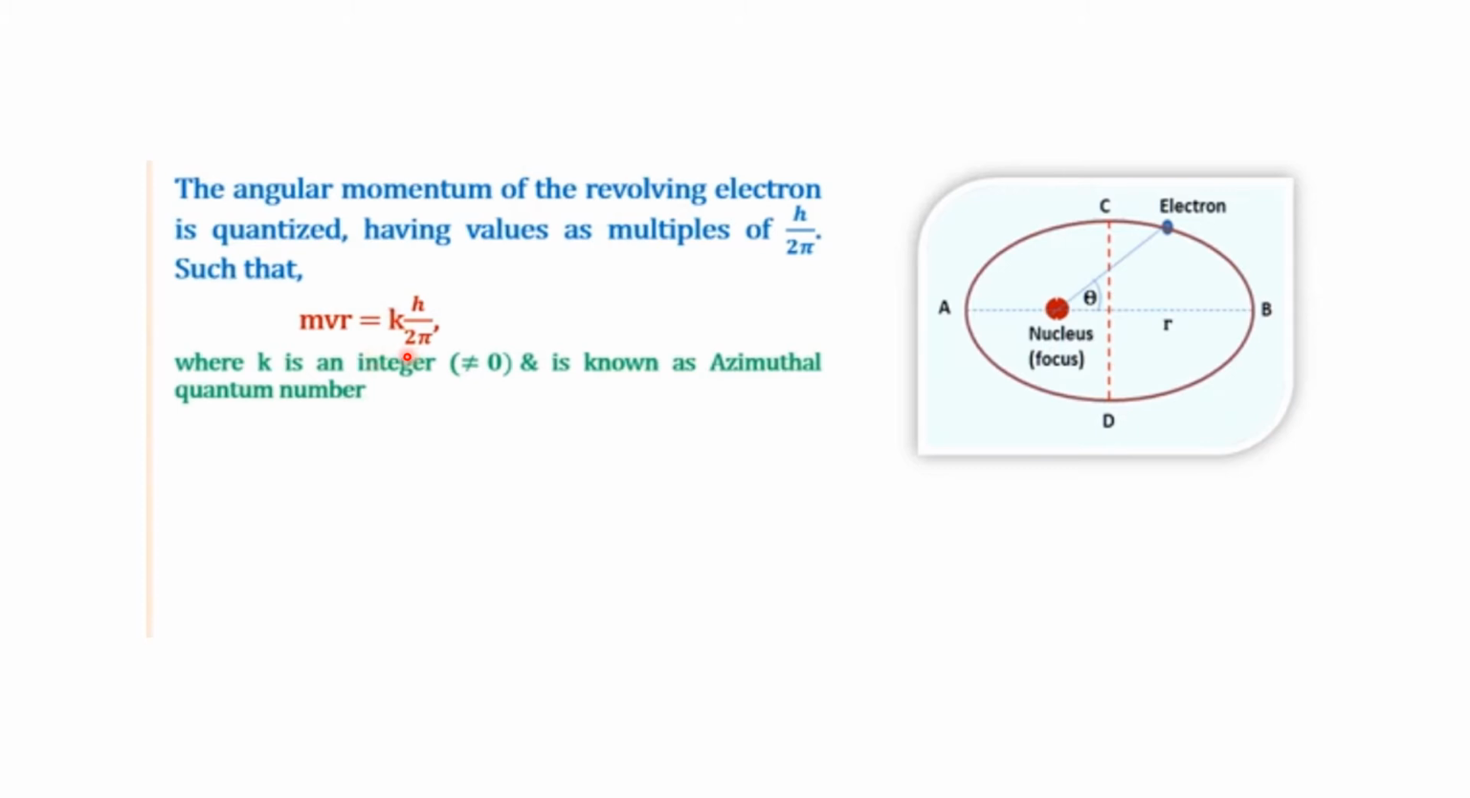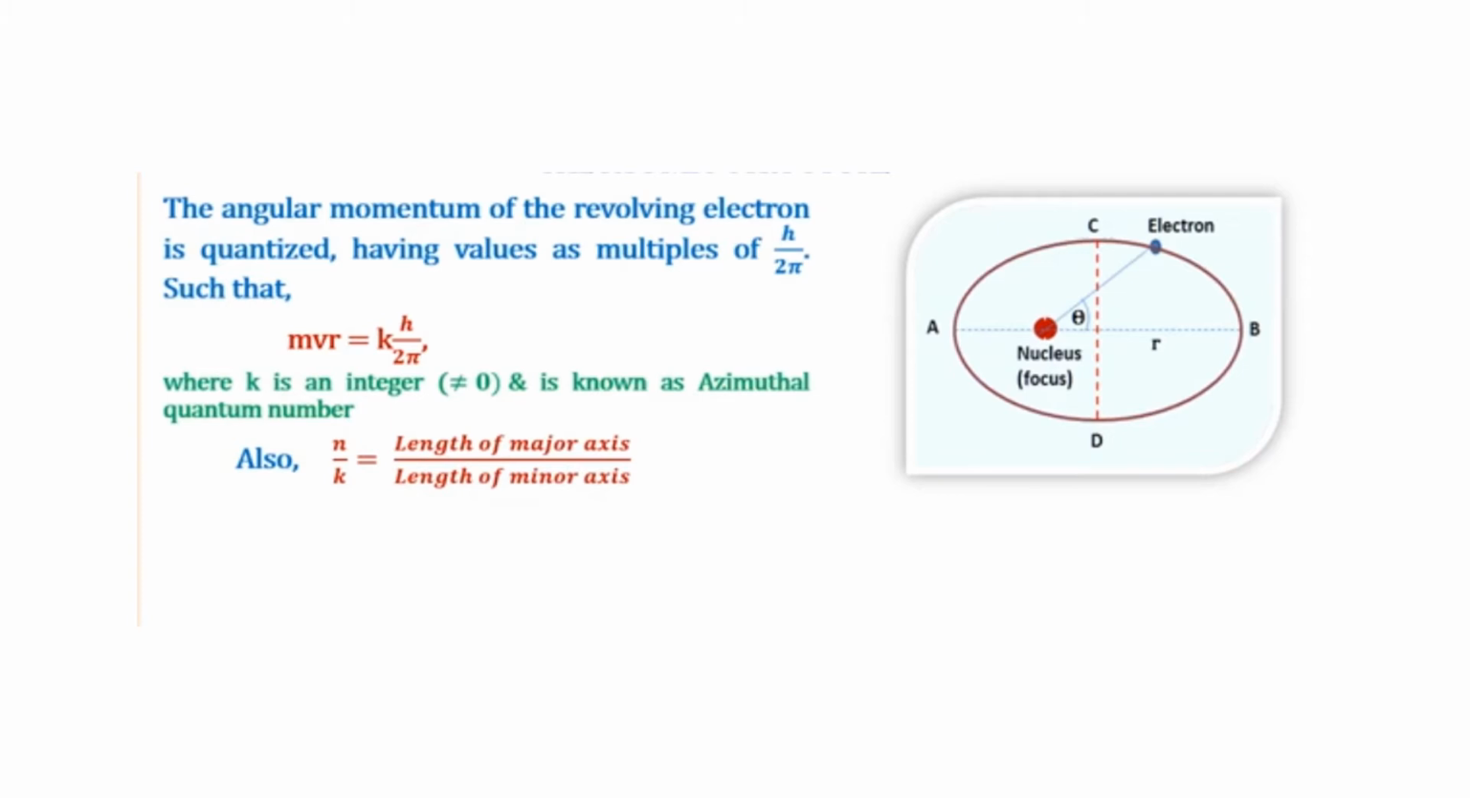He too agreed with Bohr's model and said that the revolving electron's angular momentum is quantized, whose value is equal to kh by 2 pi, where k is an integer which is not equal to 0. And this is known as the azimuthal quantum number. At first, k was considered to be the azimuthal quantum number.